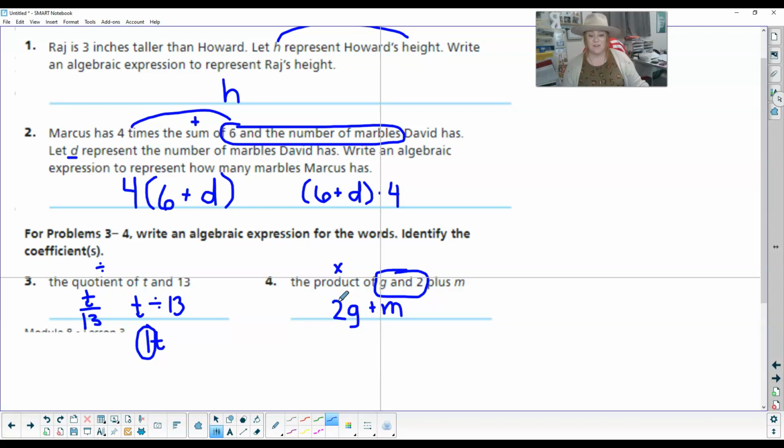So now our coefficients. How many G's do I have? We have 2 G's. How many M's do we have? We have 1 M. So we have those 2 coefficients. So as you're writing these, you've got to think about what you want them to do first. Put that in parentheses, then finish your expression.